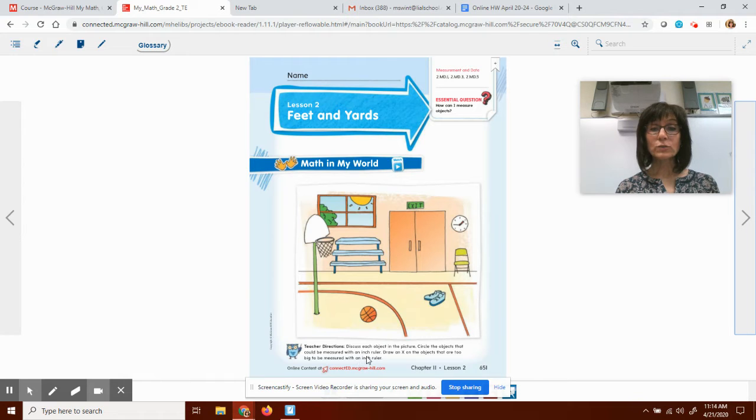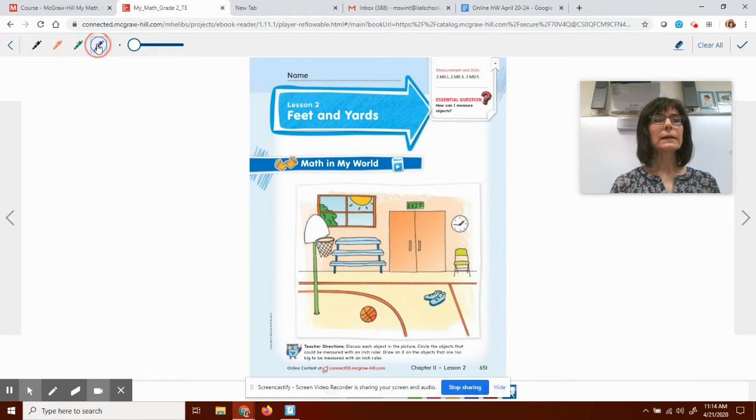They're asking us to discuss each item, what could be measured with an inch ruler, and draw an X on the objects that are too big to be measured with a ruler. So I'm going to take a look at my ruler here, and find out what would be best to measure with a ruler, and circle those objects. I'm thinking some of the best things to use a ruler for would be, how about the clock? I'd probably just use a ruler for a clock. How about the shoes? Probably just need a ruler for that. Basketball would probably just be a ruler.